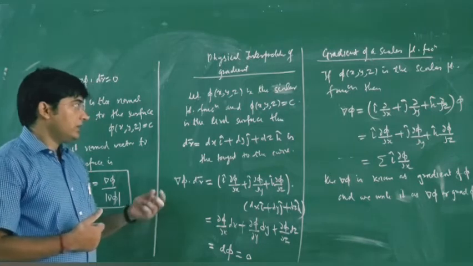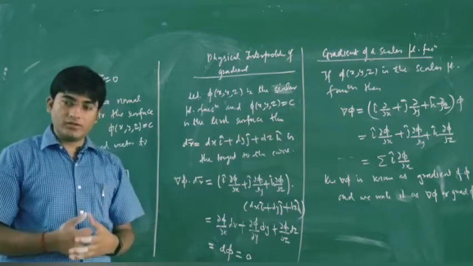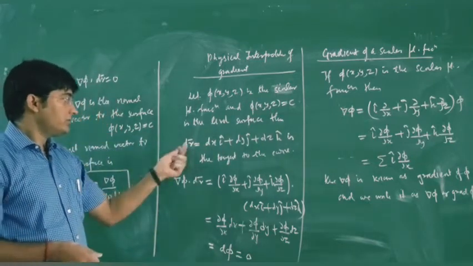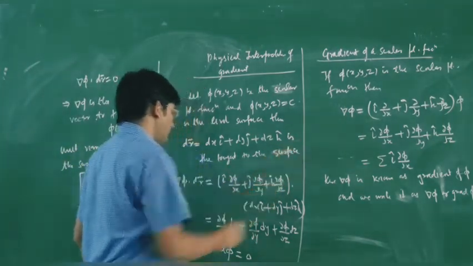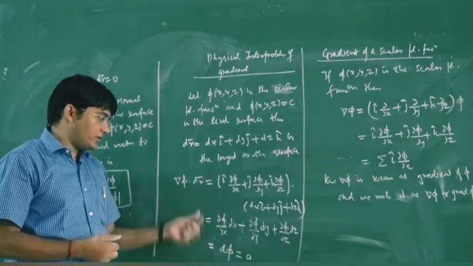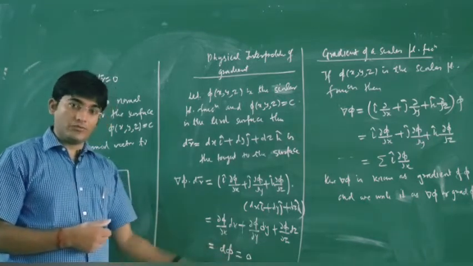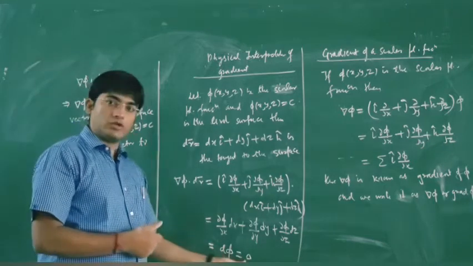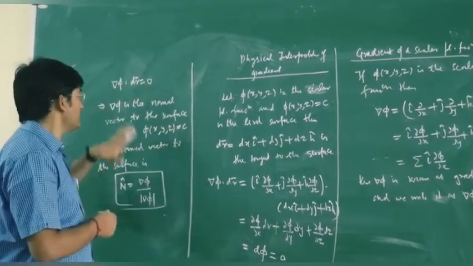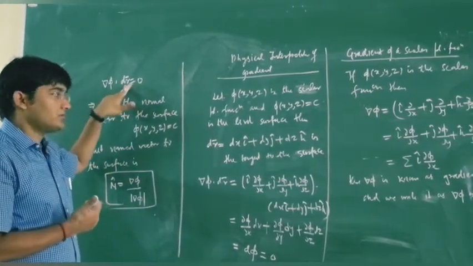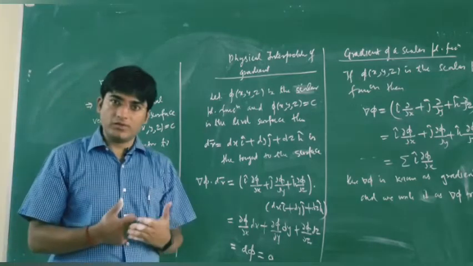So if phi x y z is a scalar point function and phi x y z equal to c is the level surface, then your dr is the tangent to the surface, and del phi dot dr is equal to d phi. Please note that del phi dot dr will always equal d phi. Now as phi is constant, this is equal to 0. So grad phi dot dr equal to 0. As dr is the tangential vector to the surface, we can say that grad phi is a normal vector to the surface phi x y z equal to c.